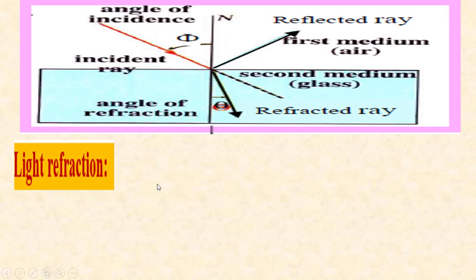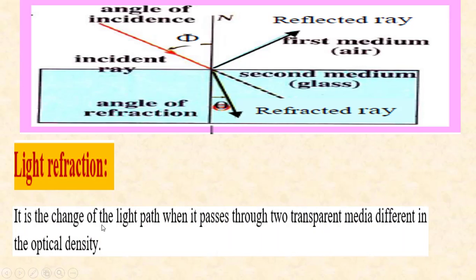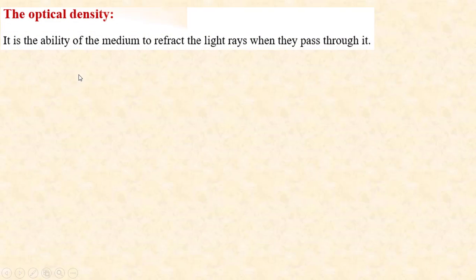What is meant by light refraction? Light refraction is a change of light path when it passes through two transparent media different in optical density. In this case, light passes through air, which is transparent, then it passes through glass, which is also transparent, but has a different optical density. What is meant by optical density? Optical density is the ability of a transparent medium to refract or bend a light ray when it passes through it.